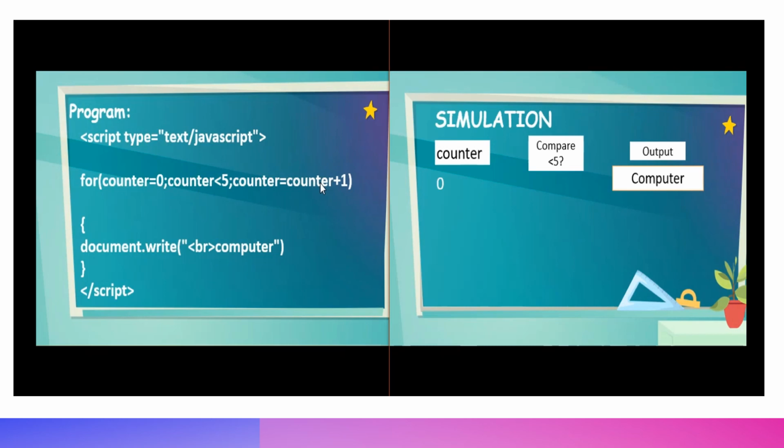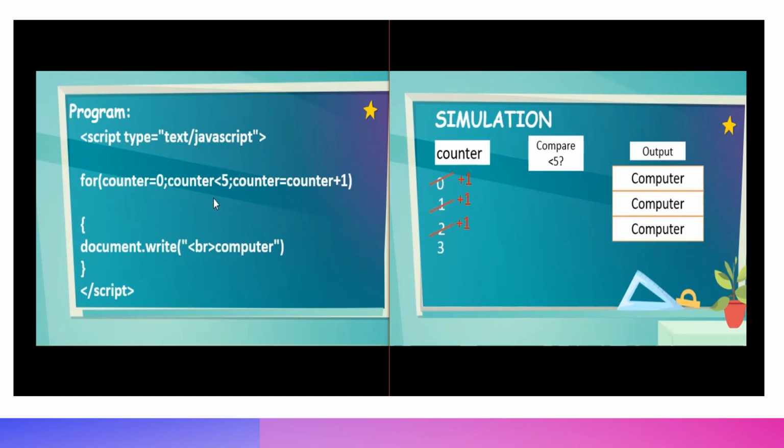Counter is equal to counter plus 1, so we can reach this condition. So plus 1 of the current value of counter, this becomes 1. Then compare again. Is 1 less than 5? True. So therefore, execute this statement. Display the word computer. Plus 1 to the current value of counter, this becomes 2. Then compare. Is 2 less than 5? True. So therefore, display the word computer. Increment, so plus 1, this becomes now 3.